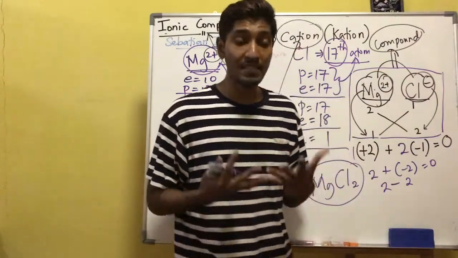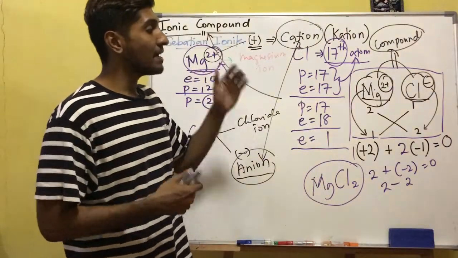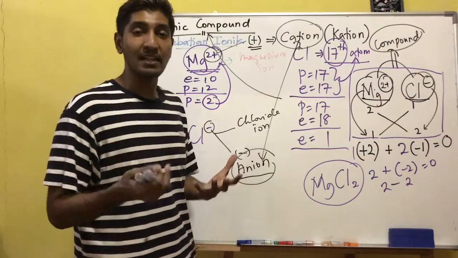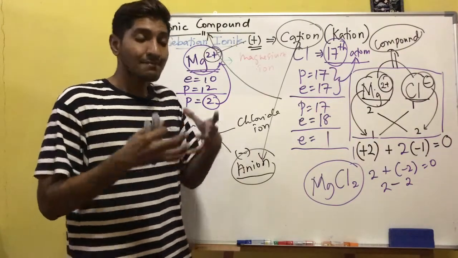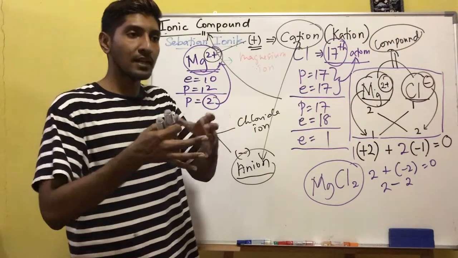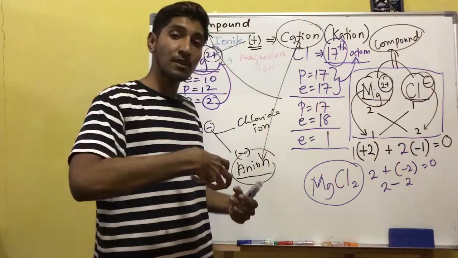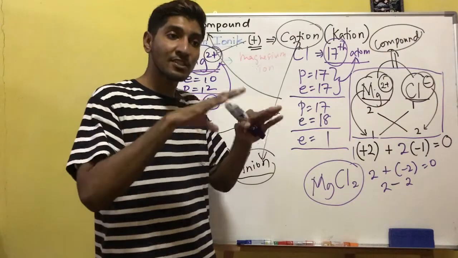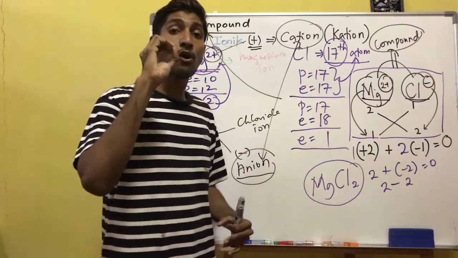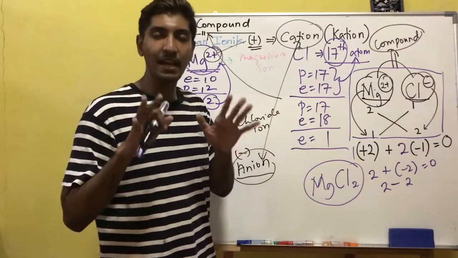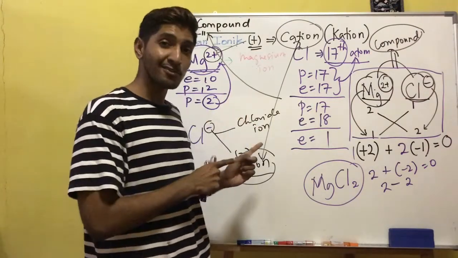Sebenarnya tak kisah pun. Janji awak kena faham kenapa MgCl2 dan bukan MgCl. Sebabkan charge itu. Bilangan charge itu menentukan bahawa berapa banyak atom yang lagi satu yang perlu kita gabungkan untuk pastikan charge sebatian itu akhirnya kosong. Okay. It's going to be a bit confusing, right? I understand. So, saya akan bagi lagi satu contoh.